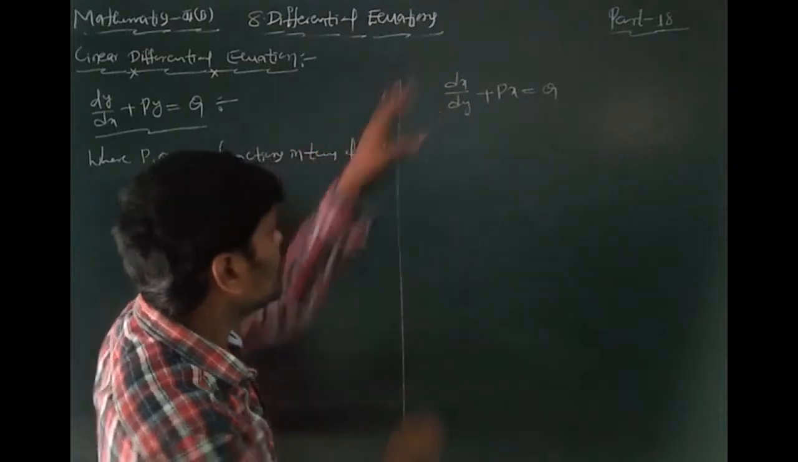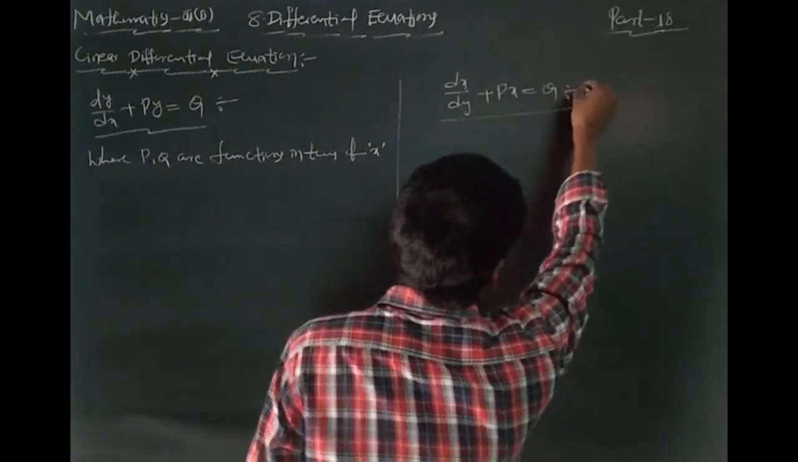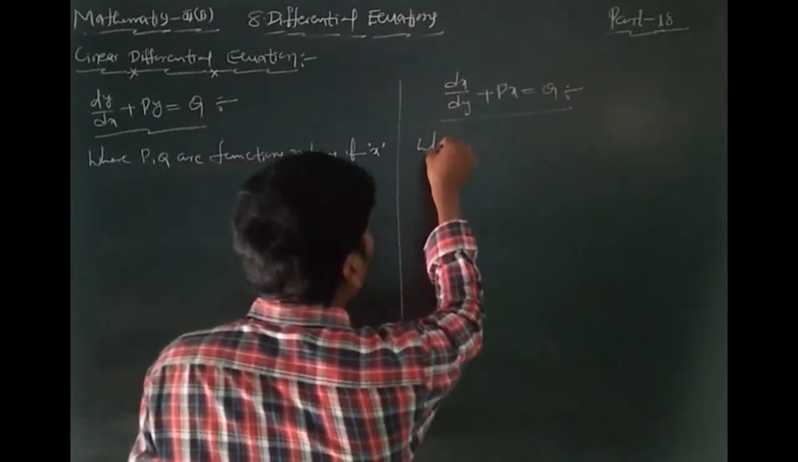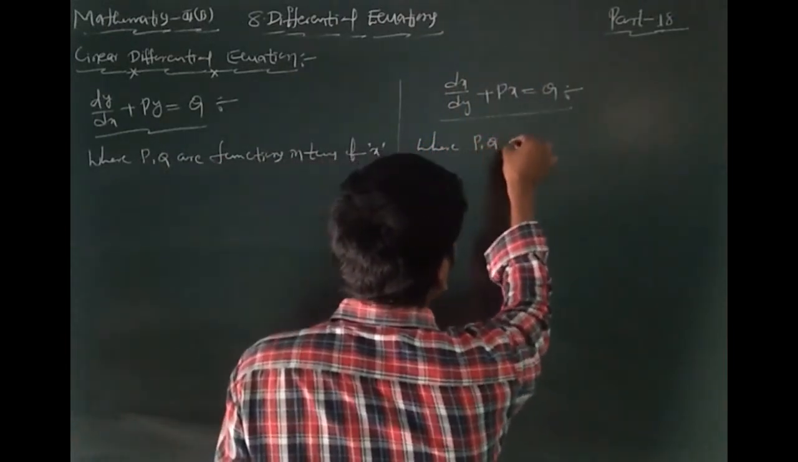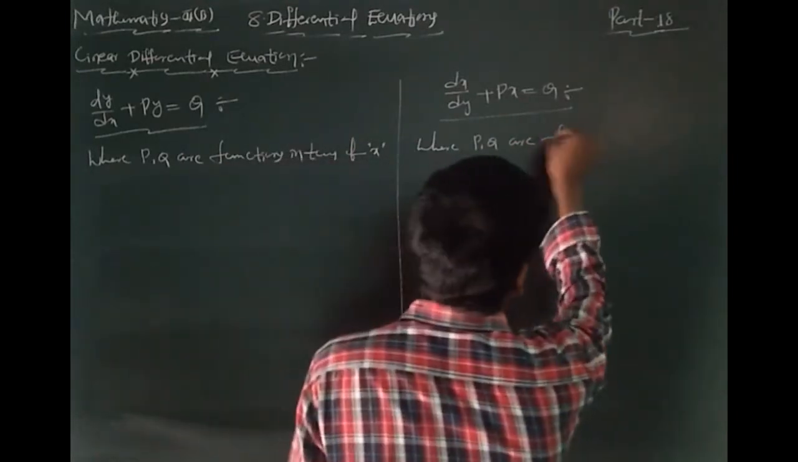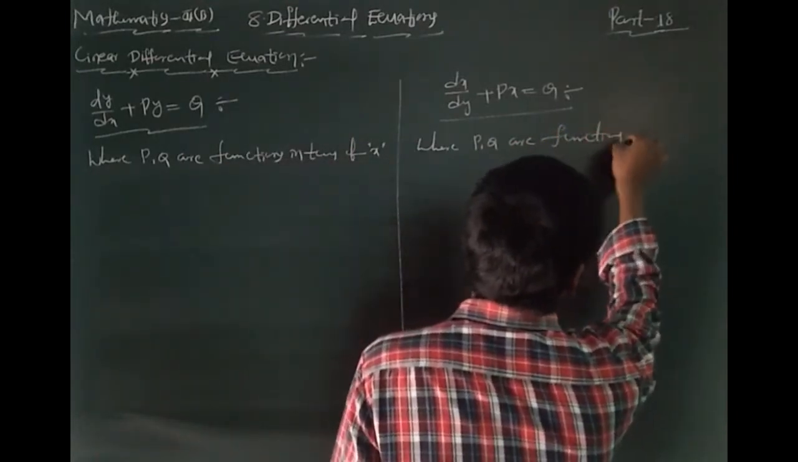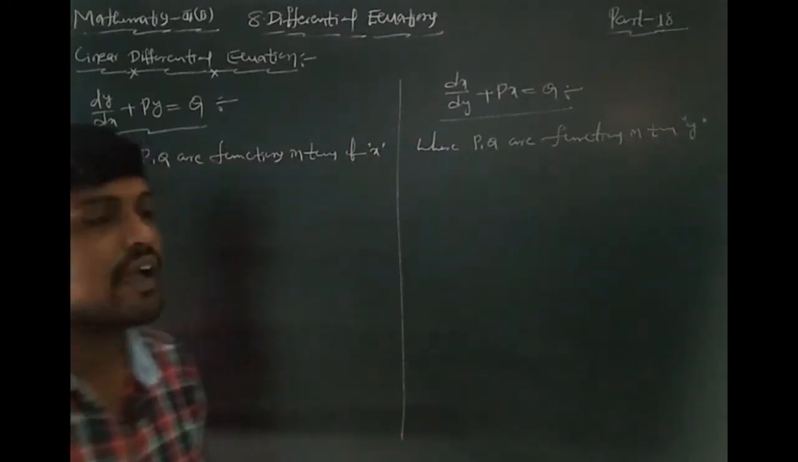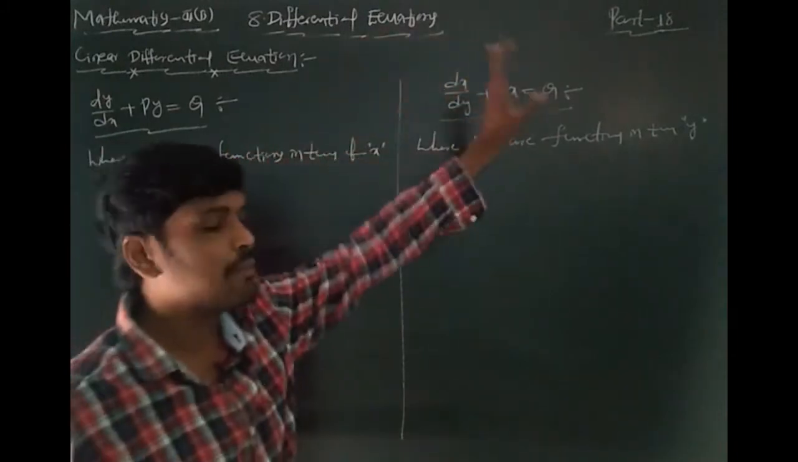Here in dx by dy plus px is equal to q, in this form, p comma q are functions in terms of y. Here in terms of x, here in terms of y.